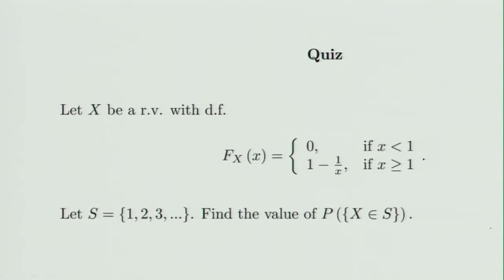Now let me give this quiz. Let X be a random variable with this distribution function: F(x) is 0 if x is less than 1, and 1 minus 1 by x if x is greater than or equal to 1. One can check that this is a distribution function. Let S be the set of all natural numbers. So find the value of probability X belonging to S. You take this as a quiz.